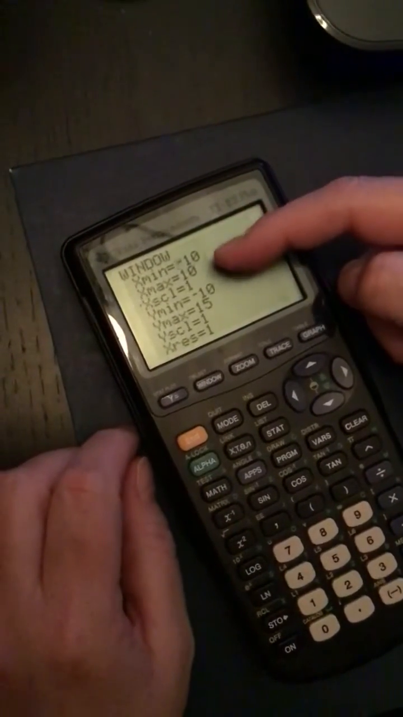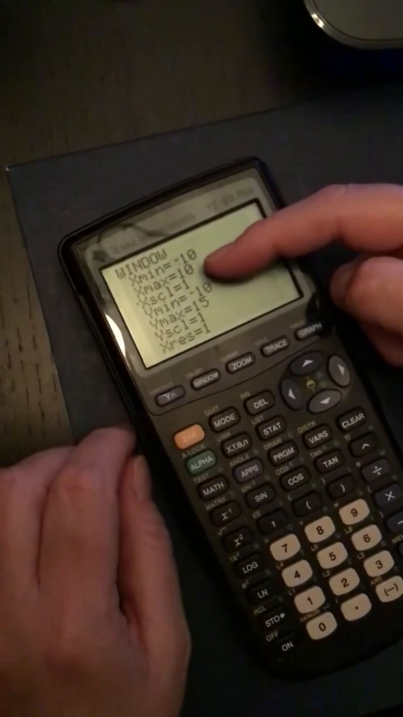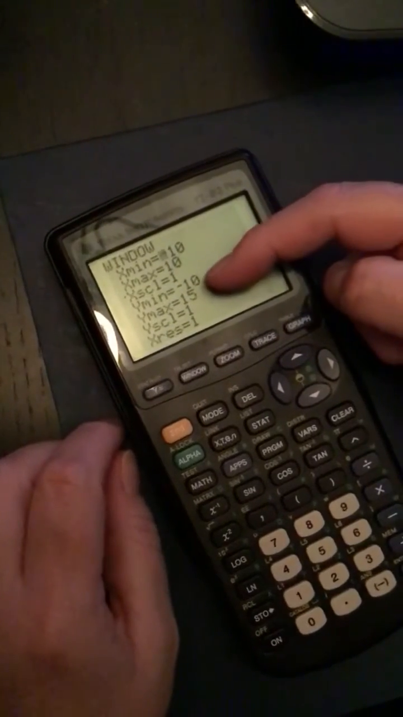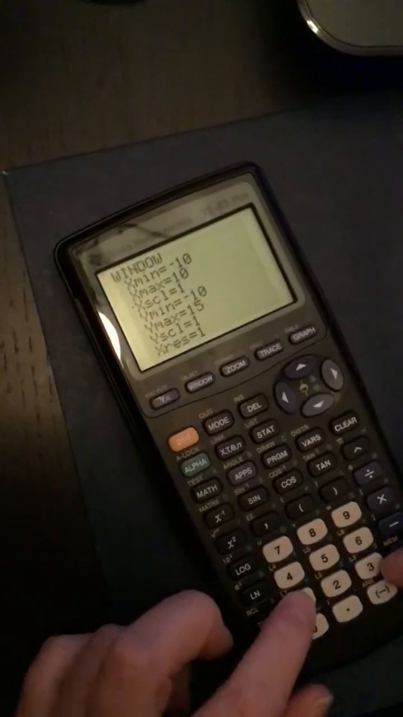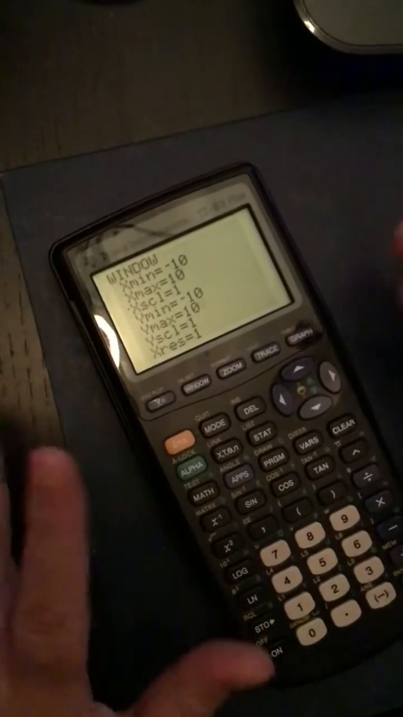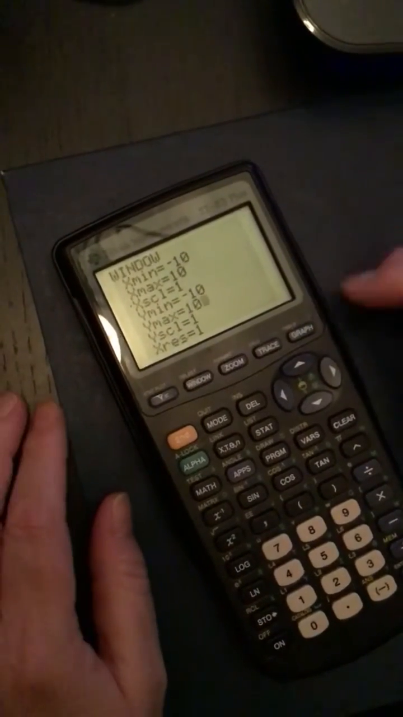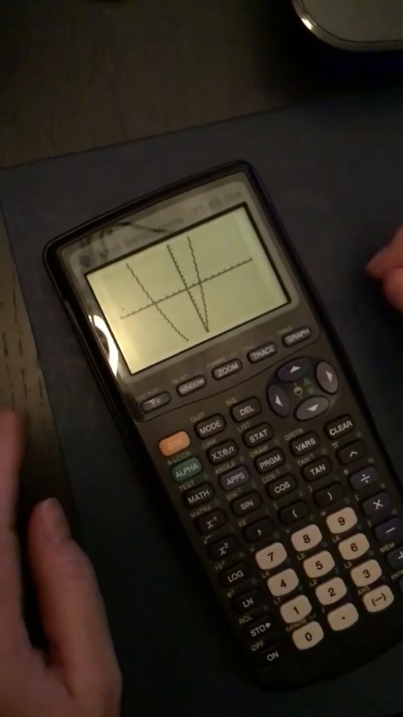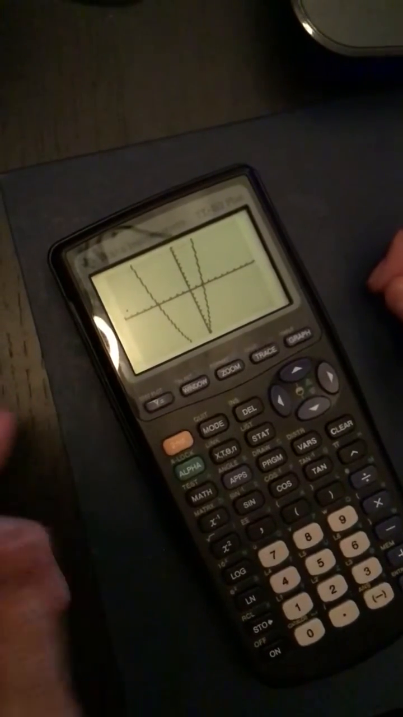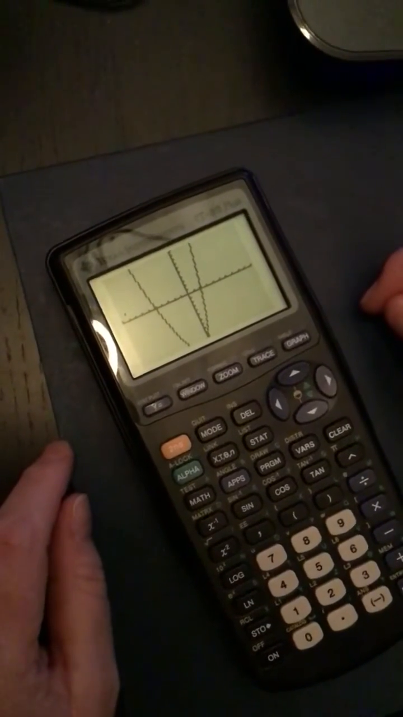A nice window for this one is x min is minus 10, x max is 10, y min is minus 10, and I'm going to make my y max 10 as well, because I have an idea of what this graph will look like, but that's a good way to start. Once you got your windows set up, press graph, and we're going to draw the quadratic. Now, I want to know what my two x-intercepts are.